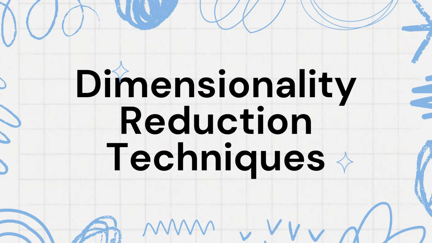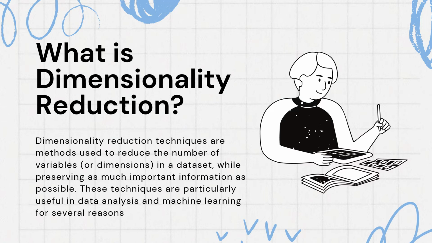What are dimensionality reduction techniques? Dimensionality reduction techniques are methods used to reduce the number of variables in a dataset, while preserving as much important information as possible. These techniques are particularly useful in data analysis and machine learning.